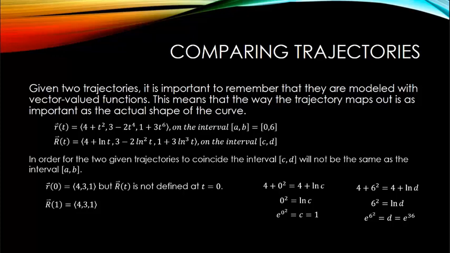So that for these two trajectories to be equal, the closed interval c to d has to be the closed interval from 1 to e to the 36.